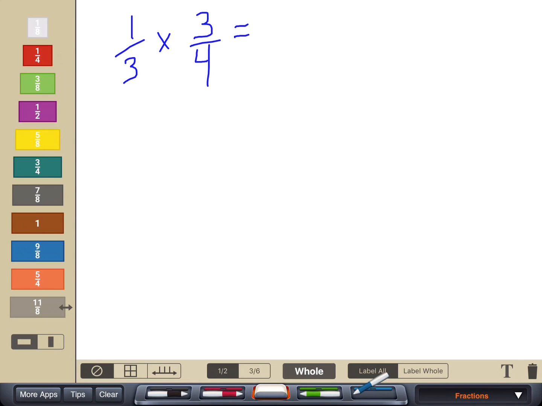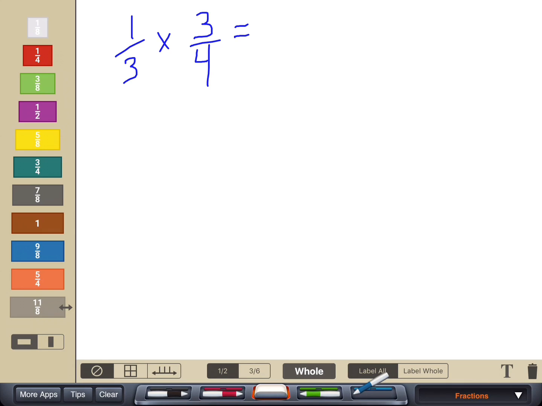Hi, and welcome to Fraction Multiplication Part 2. We're moving on from Part 1, where we took a look at whole number multiplication and whole number by fraction multiplication. We're now going to take a look at multiplying one fraction by another. And in this case, we have 1/3 times 3/4.